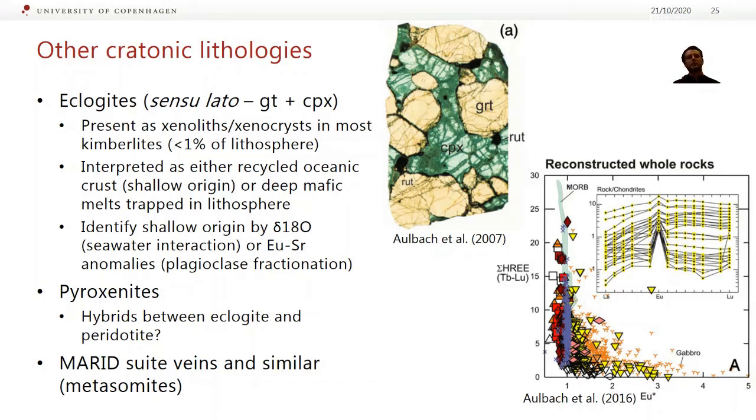The alternative interpretation is that these are deep mafic melts that come upwards into the lithosphere but don't make it out. They basically get trapped and they freeze, form cumulates or potentially reaction products.